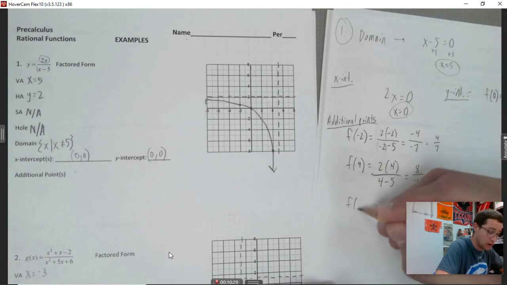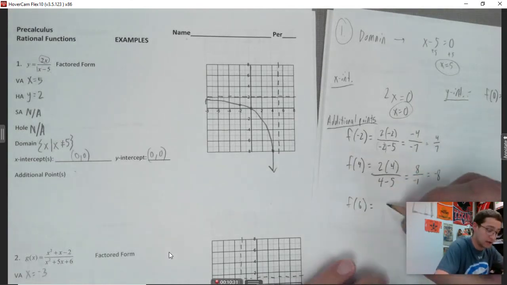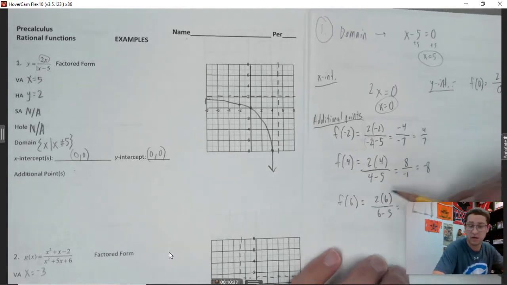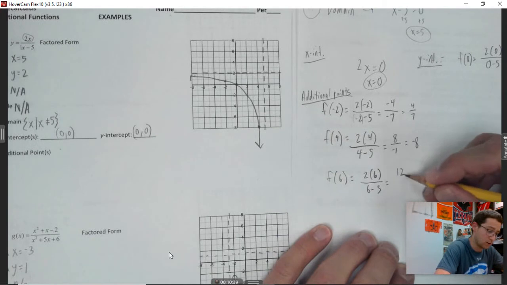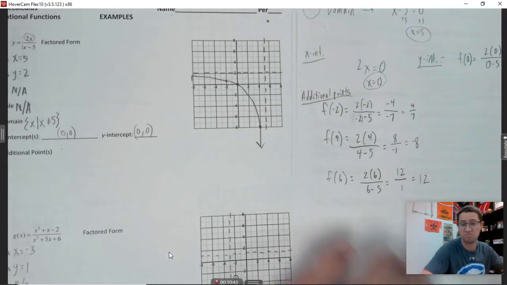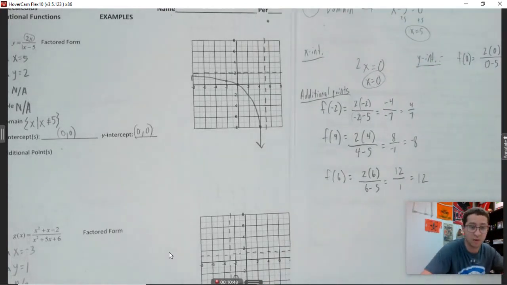Okay, so f of 6. I've got 2 times 6, and then on the bottom I've got 6 minus 5. So I end up with 2 times 6, that's 12, over 1. Okay, there it is. So (6, 12). It's off the graph, but just to estimate, it's somewhere up there.